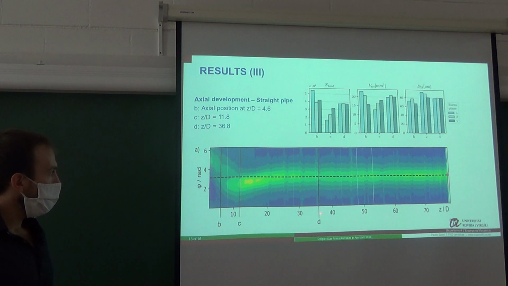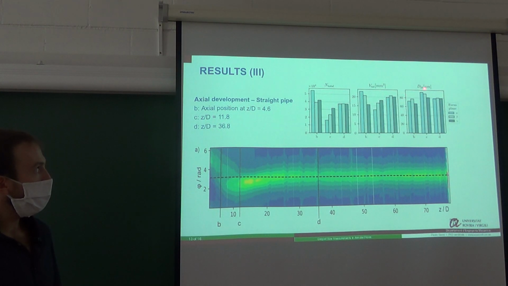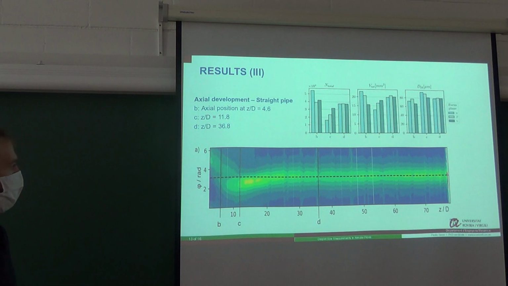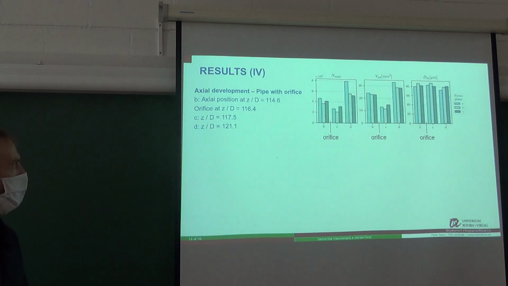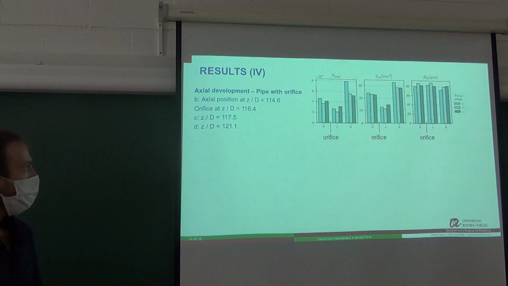And finally, D is a developed flow, so we have a more even distribution. The volume is somehow in the middle, stable, and the mean diameters seem to be 80 micrometers. Right. So the results from the drops and the image processing seem to be in concordance with the results from the tomography that they perform. Now, these are the results for the actual development in the pipe with an orifice.